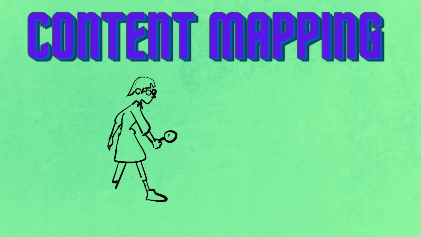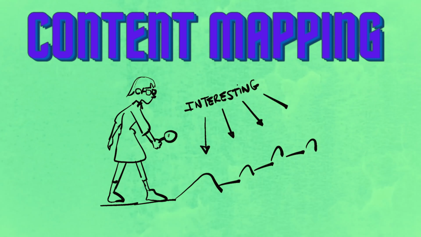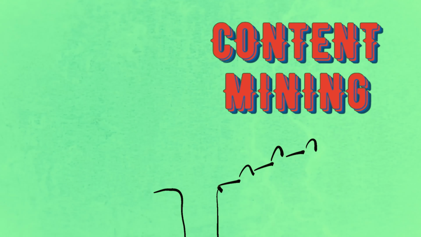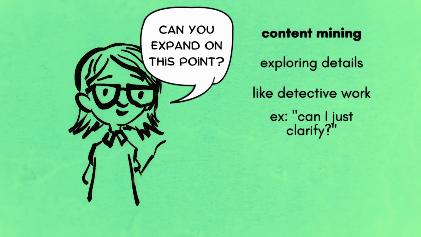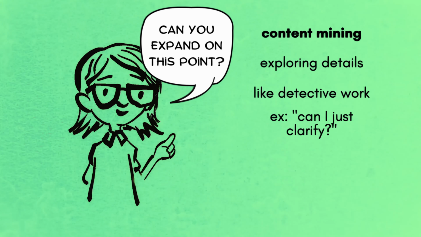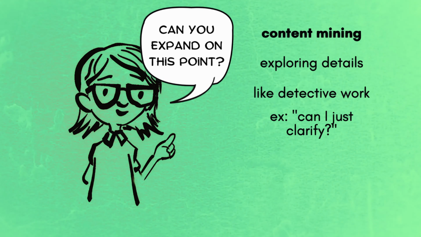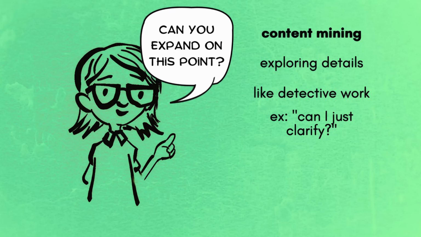During the second half of a user interview, we tend to go more for content mining instead of content mapping. So content mapping is looking at the landscape, we're going broad, and content mining is where you go deeper into the topics raised earlier. An example of a question for content mining would be, can you go to the point you've mentioned earlier about saving new recipes? Can you expand on this point? This approach can lead to richer, more detailed data.